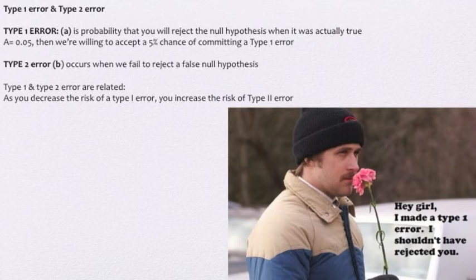Type 1 error is the probability that you will reject the null hypothesis when it was actually true. Type 2 error occurs when we fail to reject a false null hypothesis.